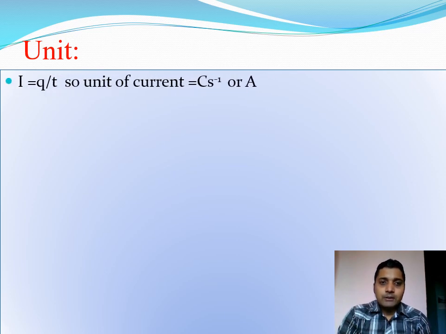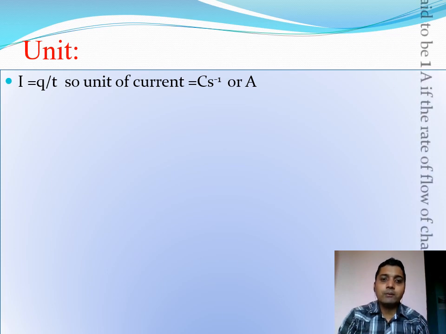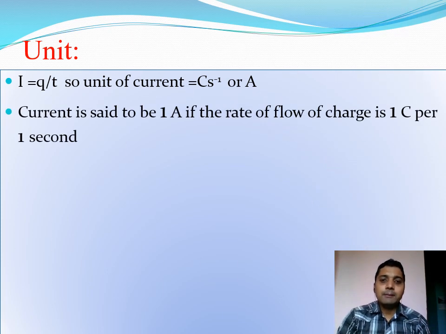Next, it comes to the unit part. The unit of electric current, I equal to Q by T: Q is charge, whose SI unit is the coulomb, and T is time. So coulomb per second, or ampere, is the unit for electric current. How can we define 1 ampere? When 1 coulomb of charge flows through a conductor for a time period of 1 second, we say the current is 1 ampere.